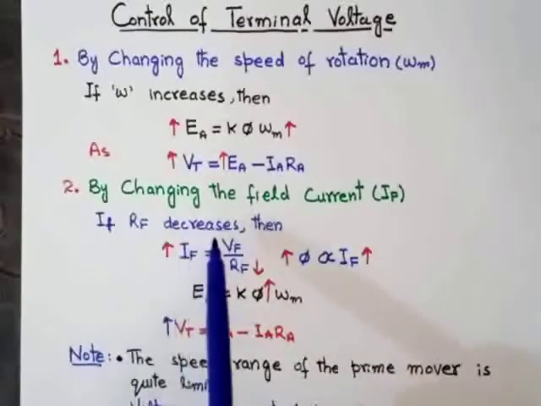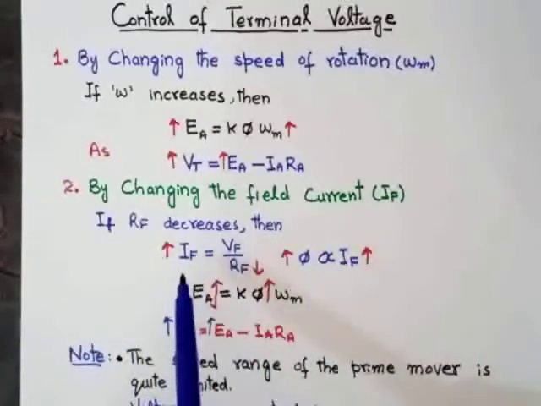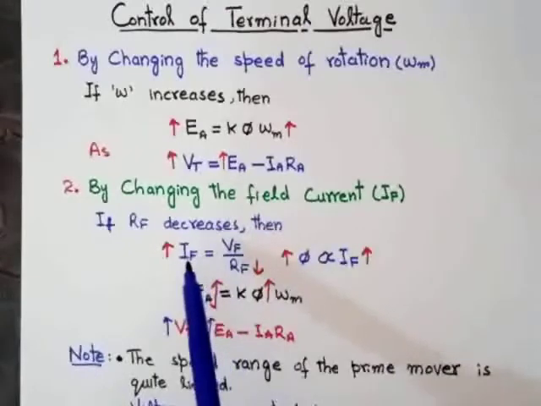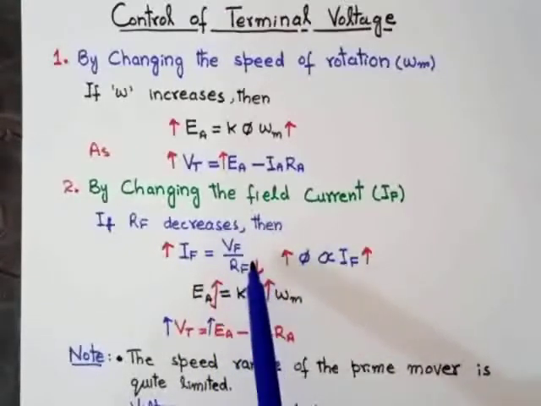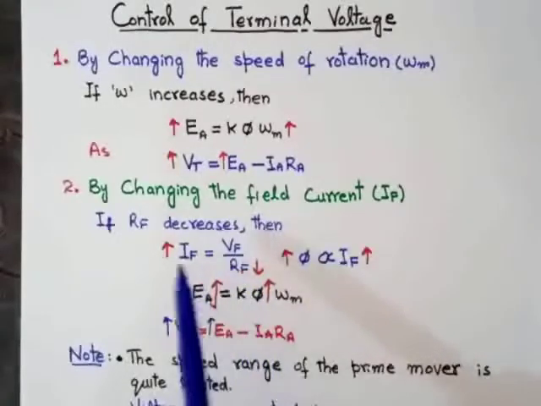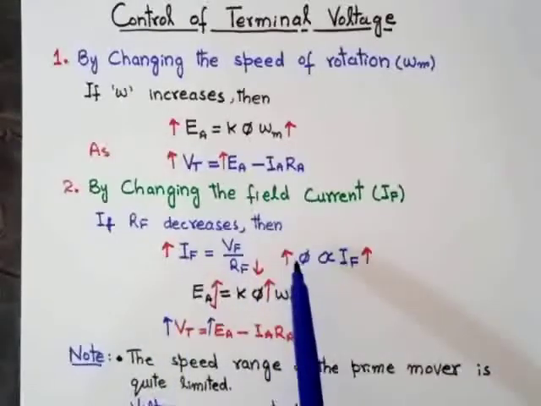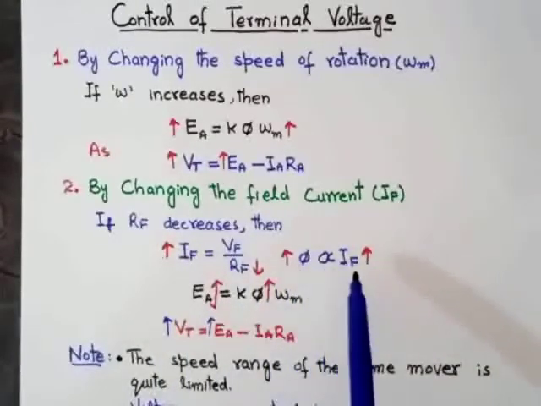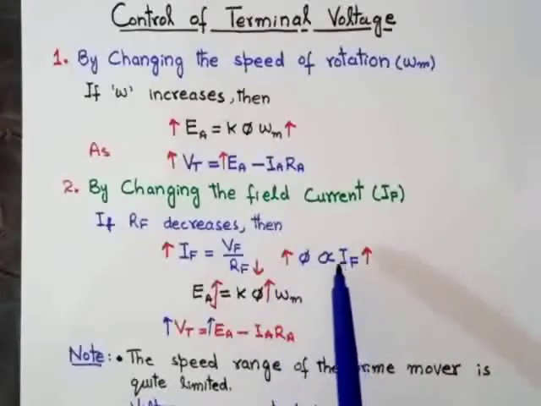If RF decreases, that is, if the field resistance decreases, then according to Ohm's law, as we have already discussed, IF is equal to VF over RF. When RF decreases, the field current will increase. And as we know, the relationship between field current and flux is directly proportional. When the field current increases, the flux will increase as well.